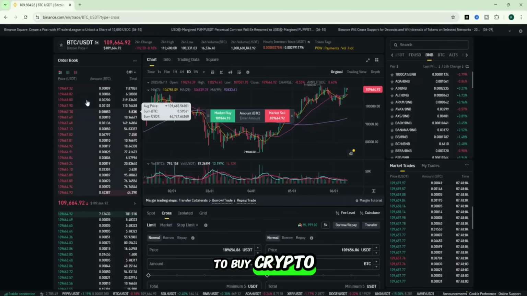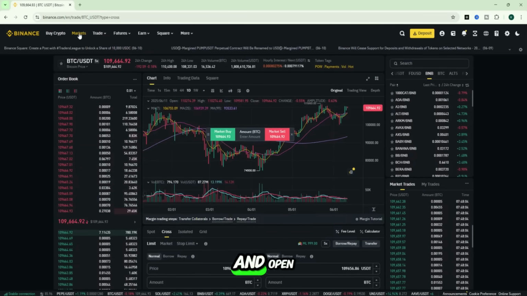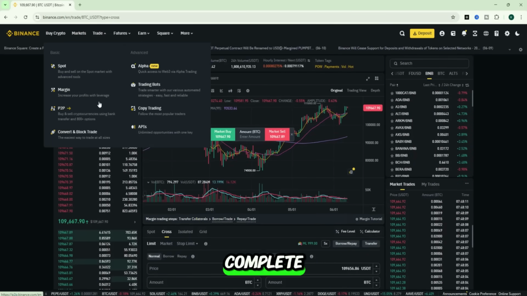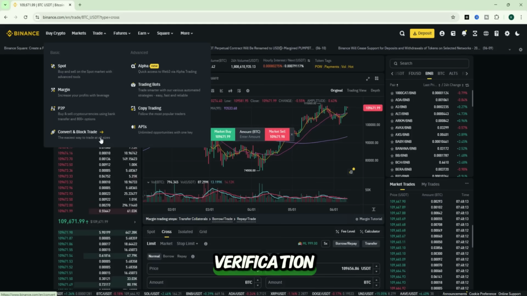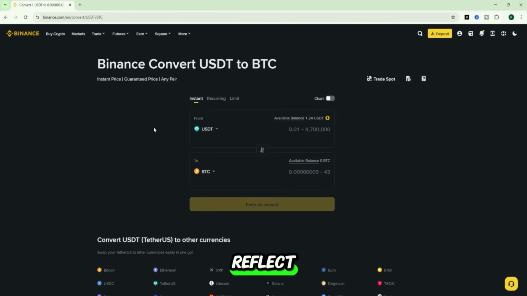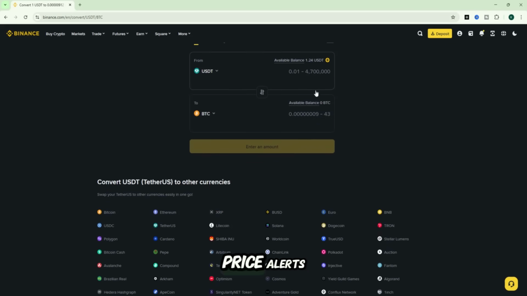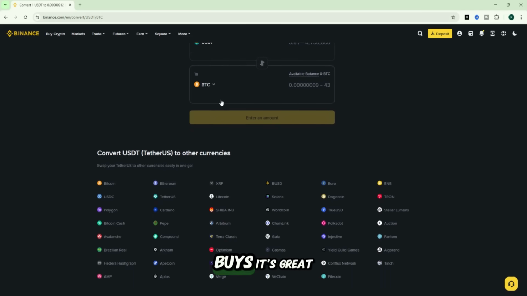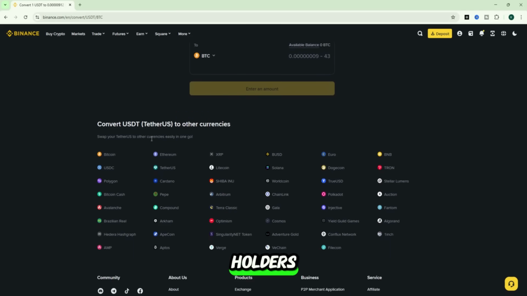Steps to buy crypto on Revolut. Download and open the Revolut app. Complete identity verification. Link your bank account or card. Navigate to the crypto section. Choose a coin and make a purchase. Funds reflect in your account instantly. Revolut also lets you set price alerts and recurring buys. It's great for long-term holders.